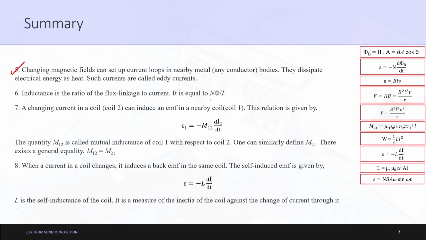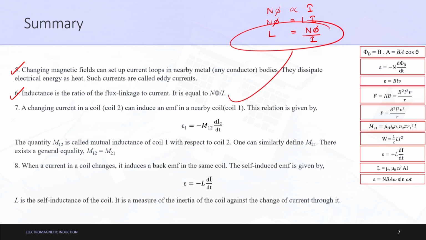Next, inductance is the ratio of flux linkage to current. So it is equal to N phi by I. Inductance was calculated as we already know that N phi was directly proportional to, let us say, I, with L as the constant of proportionality. When we remove the proportionality and rearrange the terms, we get L is equal to N phi by I. So N phi by I is written here. This is the simple concept of inductance.